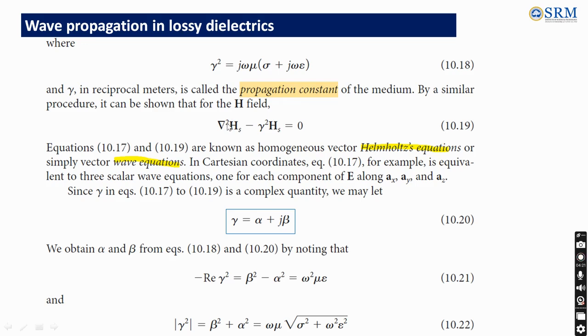And similarly, I can write for the magnetic field also. Del square Hs minus gamma square Hs is equal to 0. These two equations are called homogeneous vector Helmholtz equations, or vector wave equations.